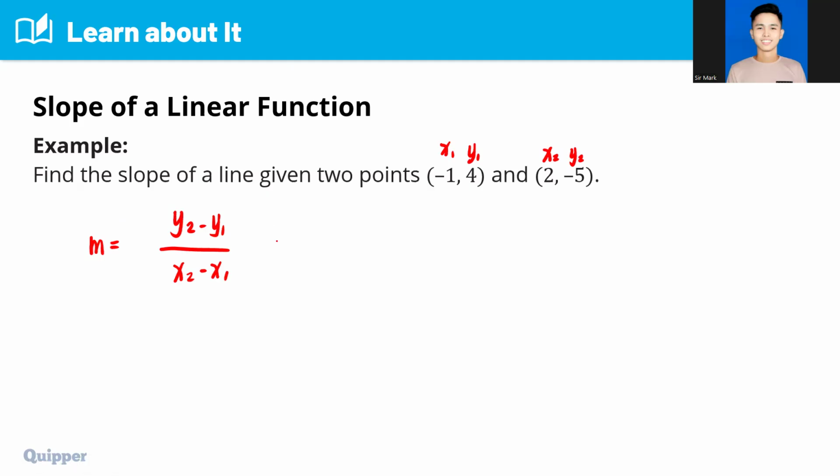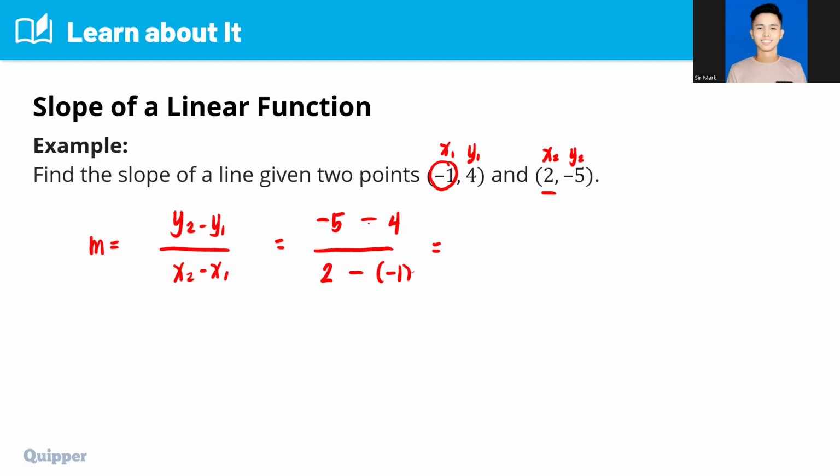Let's do substitution. Y sub 2 is -5. Let's write the subtraction symbol, and then y sub 1 is 4. In the denominator, we have x sub 2. What's x sub 2? We have positive 2. And then you write the subtraction symbol. X sub 1 here is -1. So we have -1. Let's simplify.